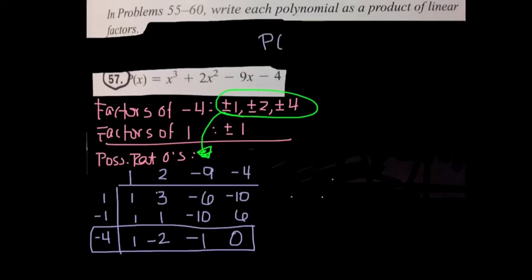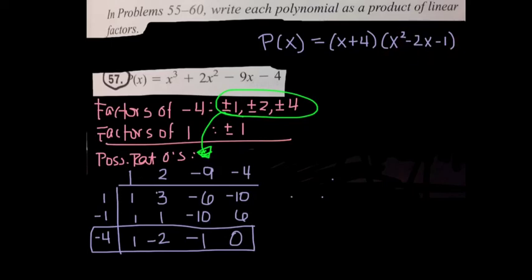So I can start by writing p of x as x plus 4 times, these will be the coefficients of my quotient, so those are the coefficients of the other factor. That would be x squared minus 2x minus 1. I'm asked to write as a product of linear factors. This is a linear factor and a quadratic, so I still need to work with the quadratic. I still need to break that down.